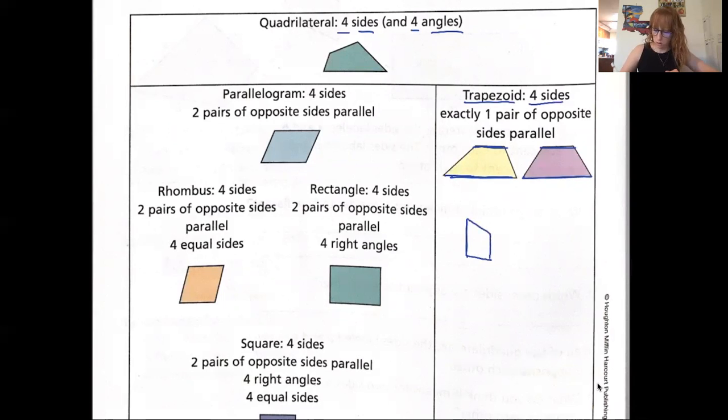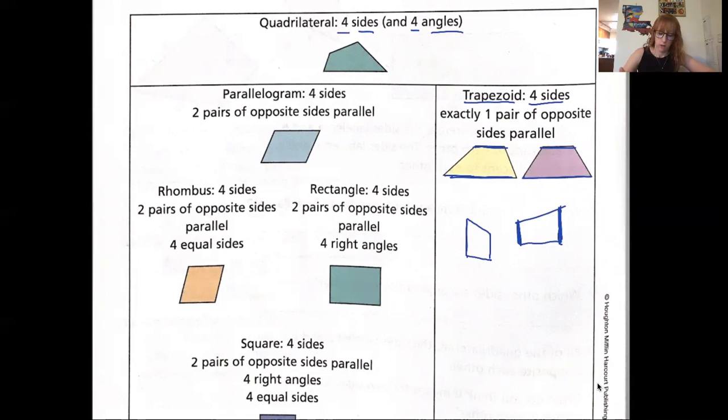Or you can even have right angles in a trapezoid. And the two parallel sides would be this side and this side. So just pay close attention to the parallel sides and the number of parallel sides, and that'll tell you which side you would go with these two categories.